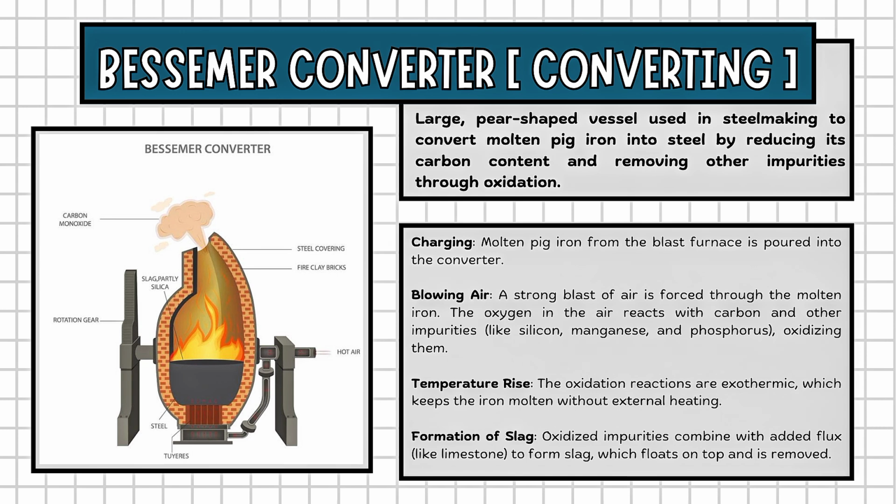In charging, molten pig iron from the blast furnace is poured into the converter. Then a strong blast of air is forced through the molten iron. The oxygen in the air reacts with carbon and other impurities like silicon, manganese, and phosphorus, oxidizing them. The oxidation reactions are exothermic, which keeps the iron molten without external heating. Same with the blast furnace, oxidized impurities combine with added flux like limestone to form slag, which floats on top and is removed.